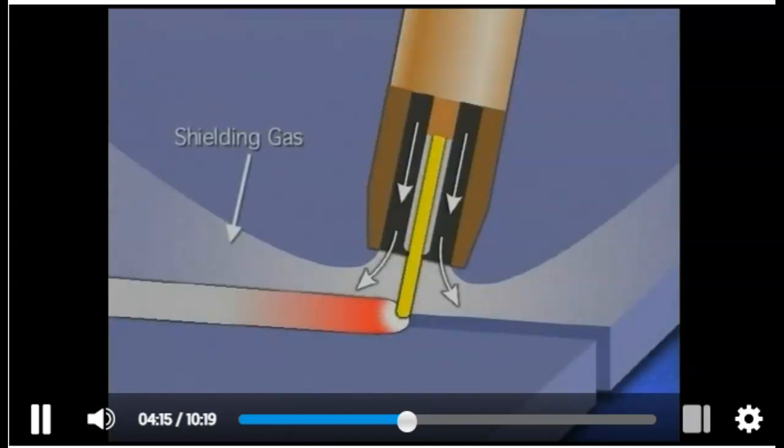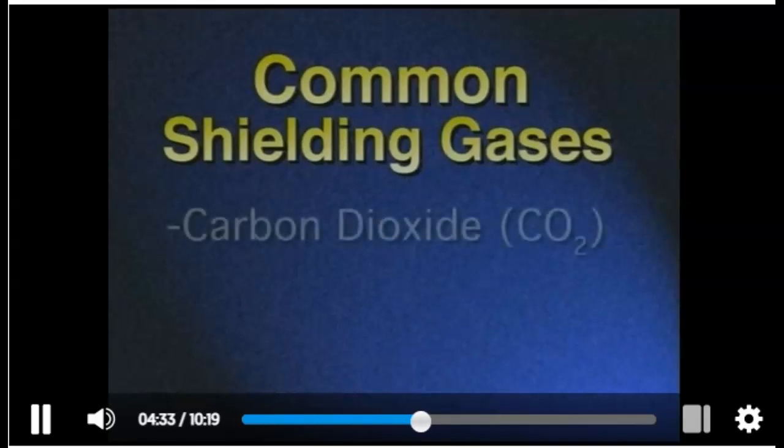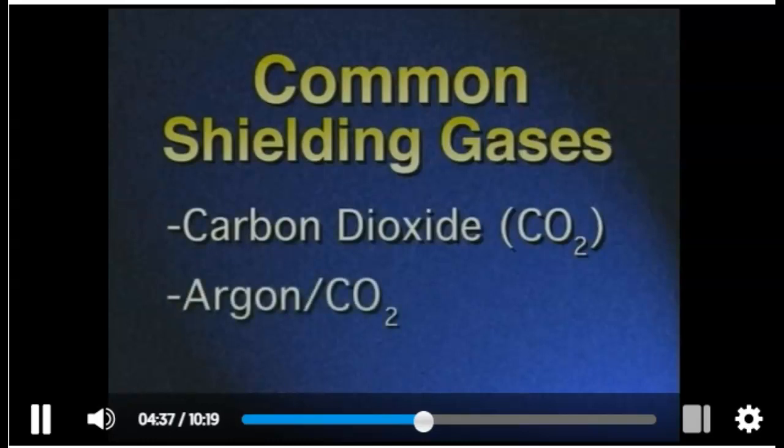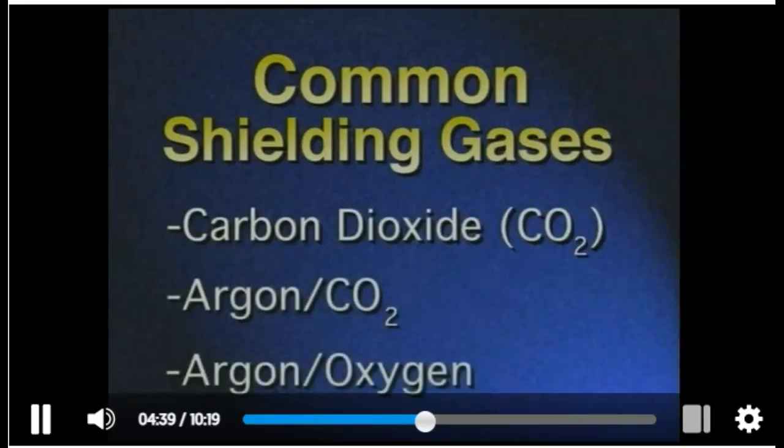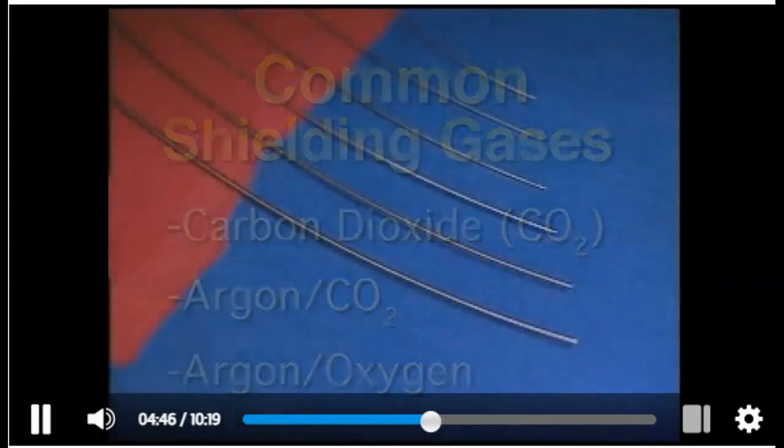Shielding gas takes the place of the flux coating on shielded metal arc electrodes. It minimizes weld defects by preventing the molten puddle from reacting with oxygen and nitrogen in the atmosphere. The most commonly used shielding gases for gas metal arc welding on carbon steel are carbon dioxide, or CO2, a mixture of argon and CO2, and a mixture of argon and oxygen. The selection of shielding gas depends on the application.